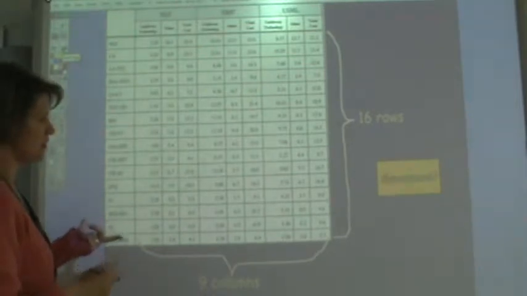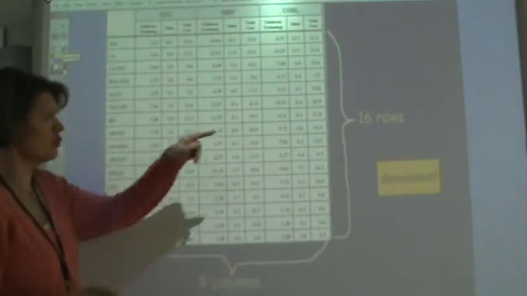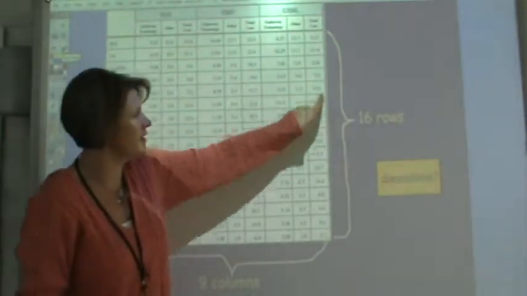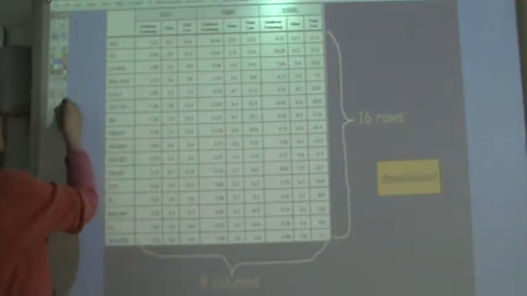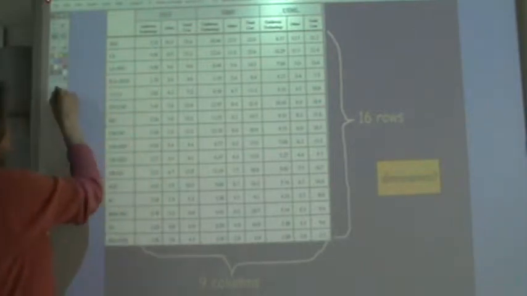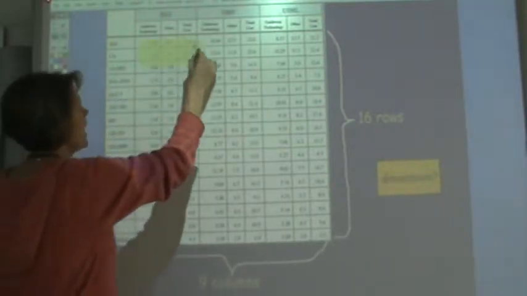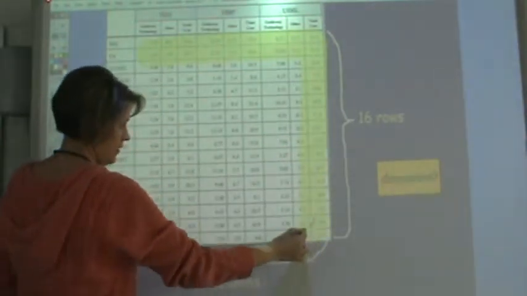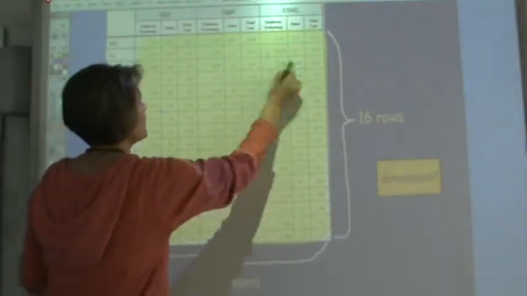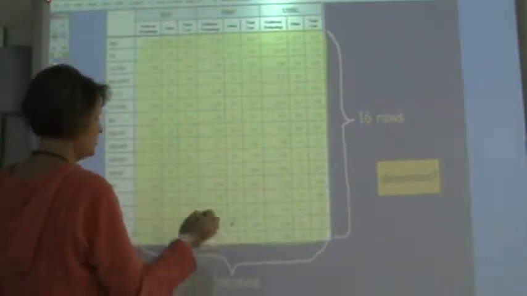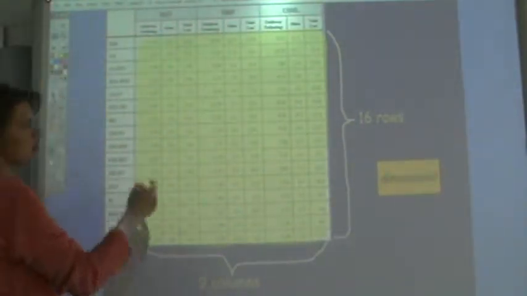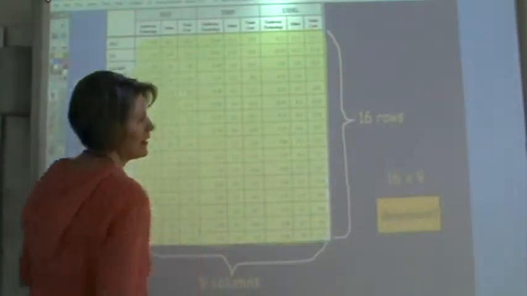Okay, so the dimensions of this matrix. When you find the dimensions, you just take the rows by the columns. Now keep in mind, we're not going to use the titles, just the data. So for example, if I was to highlight just the data, that's going to be anything in this area. It's not going to be your titles over here or on the top. So the dimensions in our matrix then would be a 16 by 9.